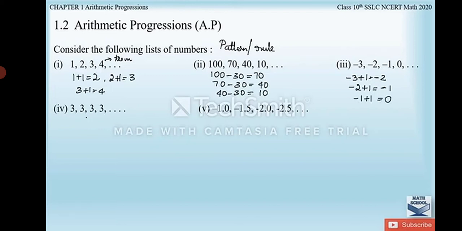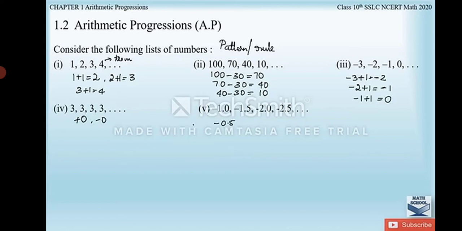Again, if you add plus 1 to minus 1, you get 0. So the fixed number which is added here is 1. Similarly, if you come to the fourth list of numbers, here 0 is either added or subtracted to obtain the same number. So here we consider 0 is either added or subtracted to the number to obtain the succeeding number.